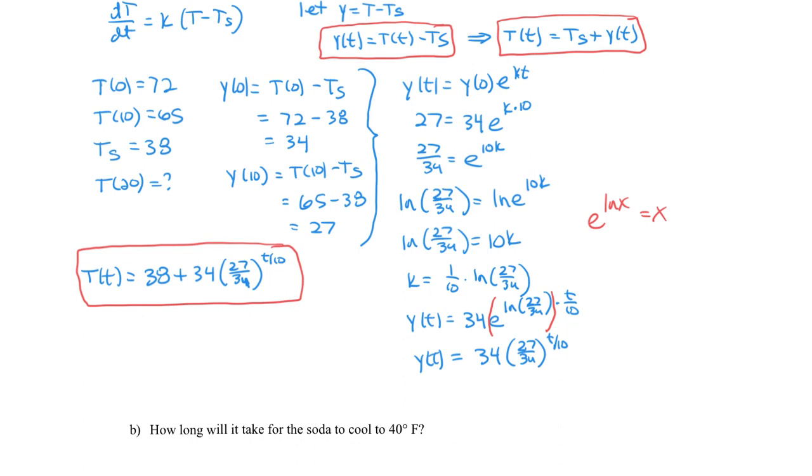So our question originally was, what would the temperature of the soda be after 20 minutes? Well, now it's easy. Now that we have this, we can say T(20) = 38 + 34(27/34)^(20/10), which is basically just squared, right? I put a 20 in for t, so I have 20 over 10, which is 2. And then if you punch that in your calculator, you will get approximately 59 degrees. I just rounded to the nearest degree.